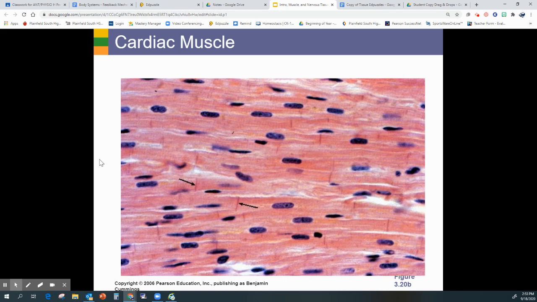All right, another picture. The arrows are simply pointing to those intercalated discs. The striations don't show up as well on this picture, but you can see that's the telltale sign there. These really dark lines break that microscope slide up, or show the difference in between those cells.